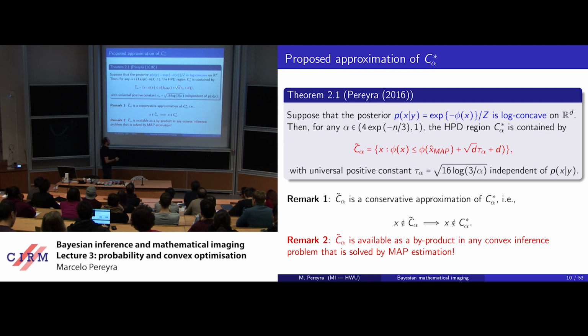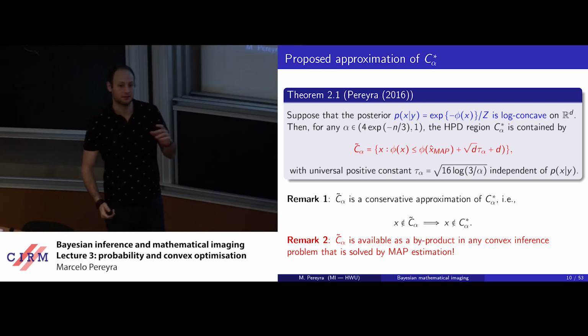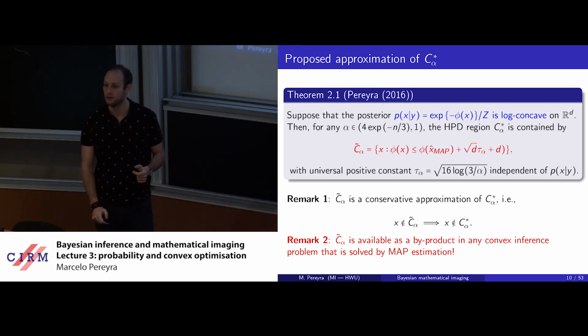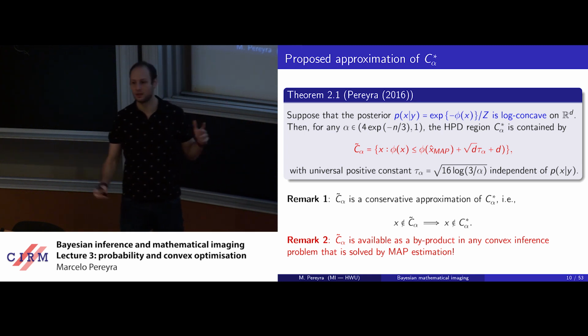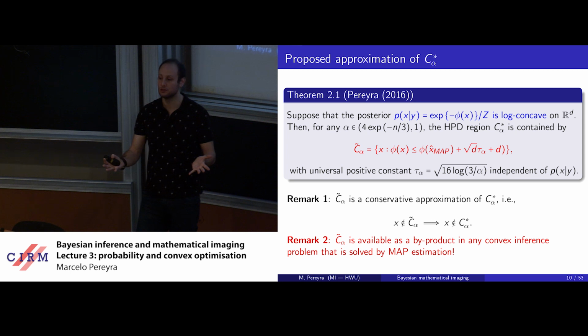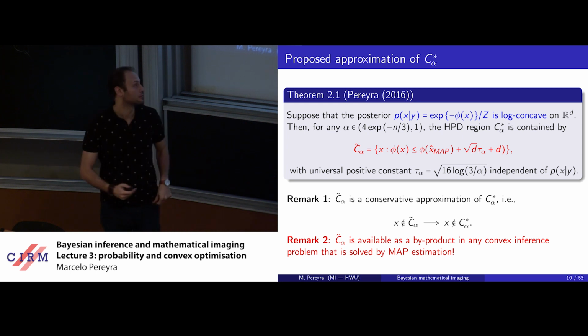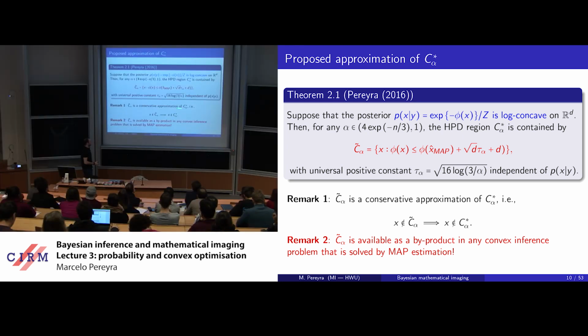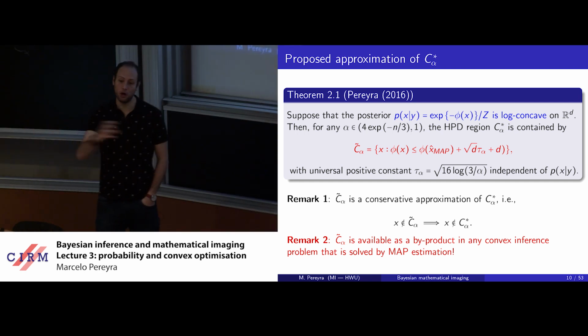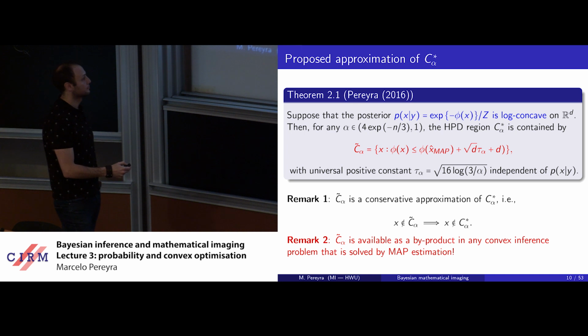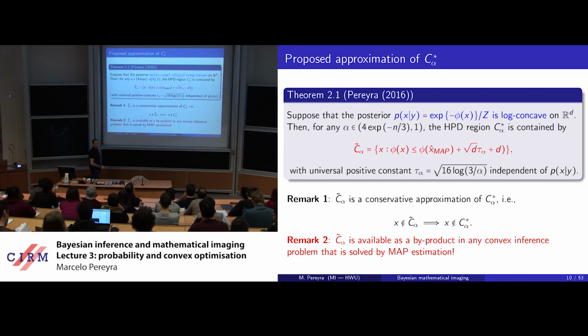So this is a set that defines a credible region, an HPD region, with an alpha that is a bit smaller than the alpha you're going for. So if you wanted a 95% region, this one will cover at least 95% of the space, or a bit more. So if I want to do, for instance, a hypothesis test, then what I can say is, well, if X does not belong to C alpha tilde, then it does not belong to C alpha star. So this is a conservative approximation.